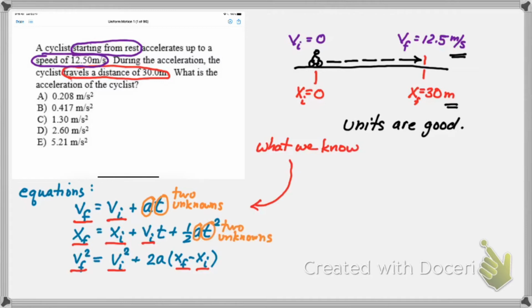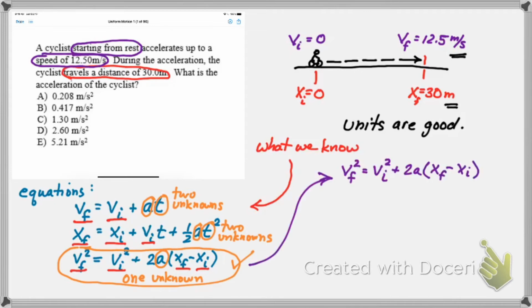This one has two unknowns also. I might be able to combine those equations and solve, but basically you really don't like that. If you can have one unknown, it's better. And look what happens down here. There's only one thing that I don't know down there. So that's the equation I want to choose. I've got three possible kinematic equations, but two of them are less than perfect. I've got one equation that will allow me to solve this problem right away. So let's take that one.